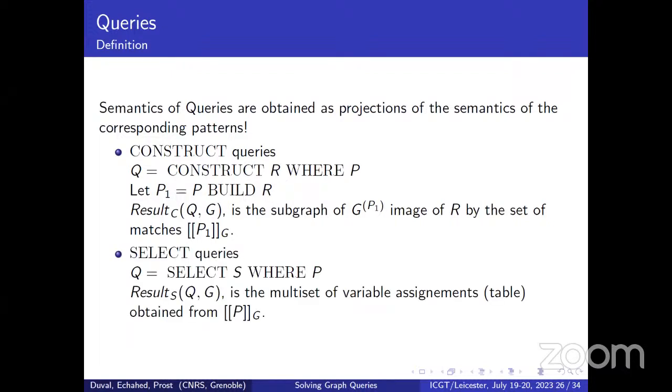As for select queries, we have select S where P, so we evaluate P first on a graph, and then S is a set of variables. And since these are sets of homomorphisms, we just have to make a projection on the set, the values of the variables.